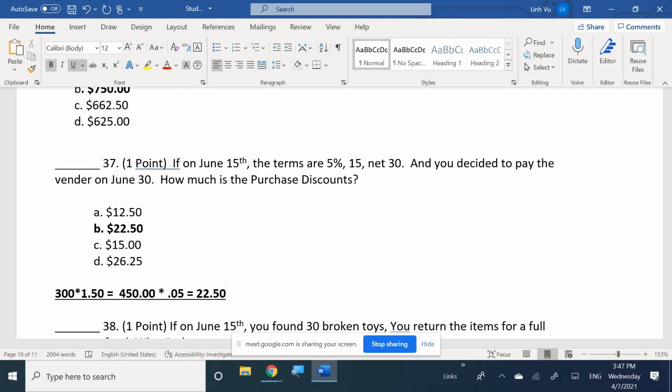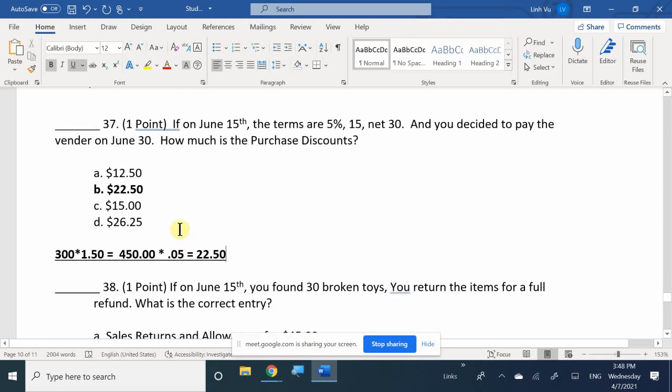Remember, we can only take a discount off of the selling price. So in this case, I took my 300 multiplied by the 150 to get my 450, and multiplied it by the 5% to give you the $22.50. Again, we can only take a discount off of the selling price. No freight, nothing else can be involved.